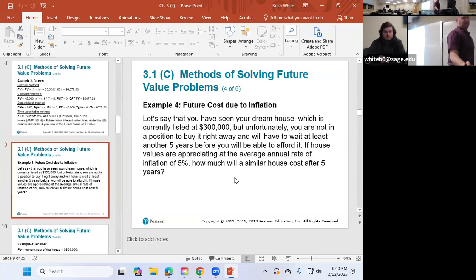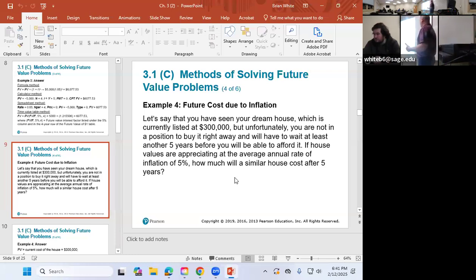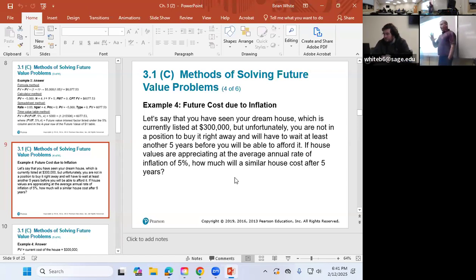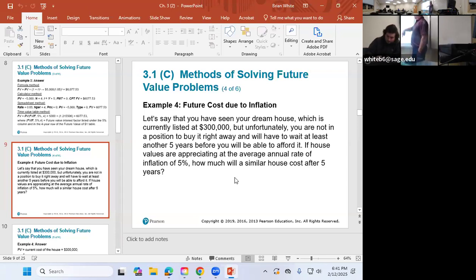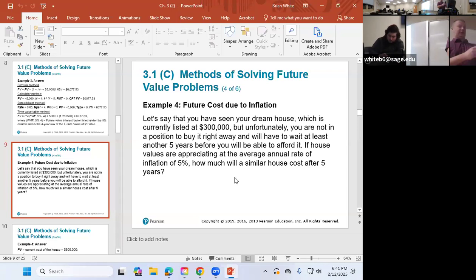Now, there's another one. This one's pretty neat, because real estate goes up and down all the time. Let's say you've seen your dream house, which is currently listed at $300,000. But unfortunately, you are not in a position to buy it. So you have to wait at least 5 more years before you will be able to afford it, because you're seeing in 5 years a good raise. If house values are appreciating at the average rate of 5%, how much will the house be worth in 5 years? Who wants to walk me through this? And I'm just gonna take a picture so I remember the exact numbers, so I can go on the calculator.